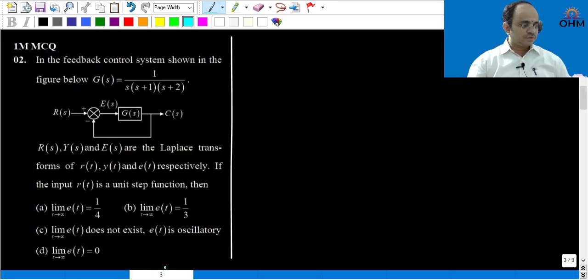Now, let us look into the next question. This is also a 1 mark question. It is an easy question, but there is a slight twist in the problem. In the feedback control system shown in the figure below, the forward transfer function G(s) is given, that is 1 by s into (s plus 1) into (s plus 2). Notation is the same: R(s), Y(s) and E(s) are the Laplace transforms of input, output and error function respectively. Now if the input r(t) is a unit step function, then which option is correct?